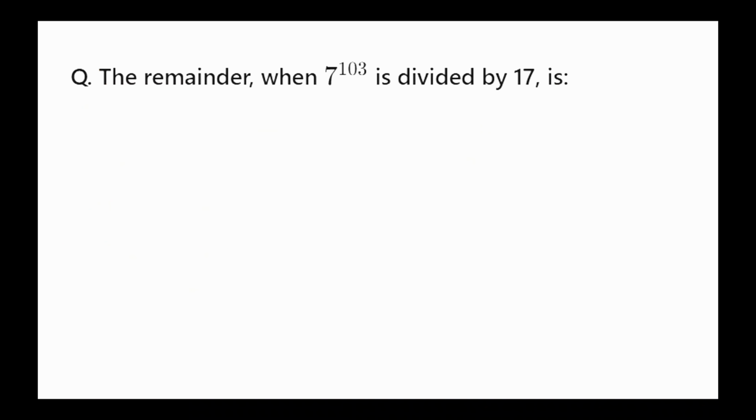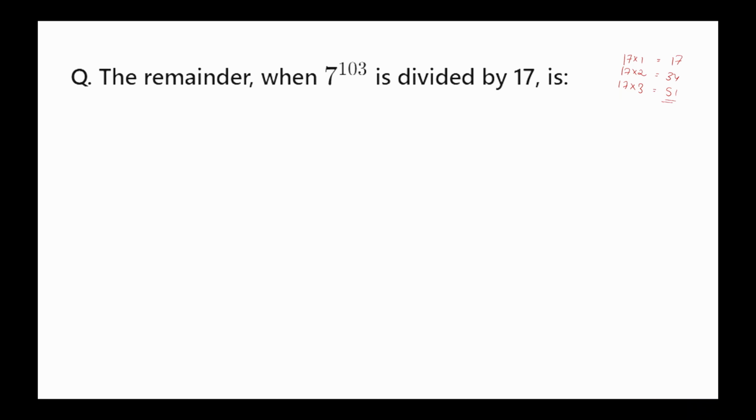This question would be quite lengthy. We have to find the remainder when 7 to the power 103 is divided by 17. So if you look at the multiples of 17, 17 into 1 is 17, 17 into 2 is 34, 17 into 3 is 51. Now, out of these three numbers, the one which is closest to 7 squared is 51, because 7 squared is 49. So I can write it as 51 minus 2. I hope you're understanding it.